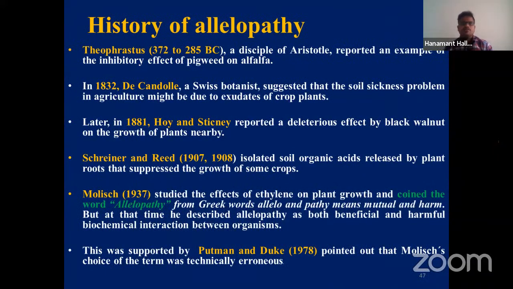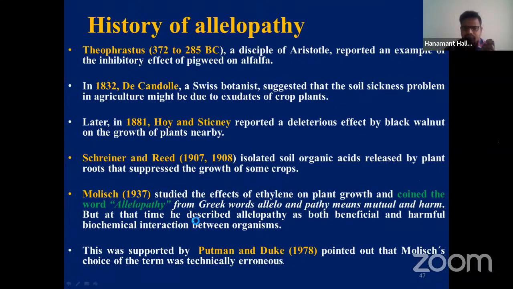If you look at the history of allelopathy, Theophrastus, long back, a disciple of Aristotle, reported an example of the inhibitory effect of pigweed on alfalfa. So the history is long. Many scientists have reported the allelopathic effects of one plant over another plant, but generally we consider the man most known for allelopathic research, Hans Molisch. Hans Molisch studied the effect of ethylene on plant growth and coined the term allelopathy.